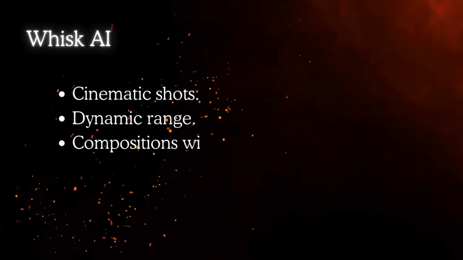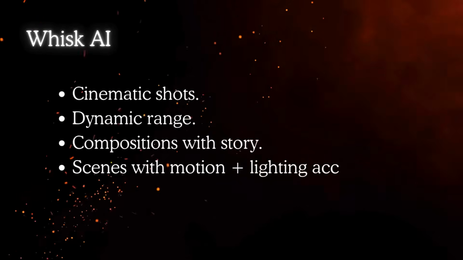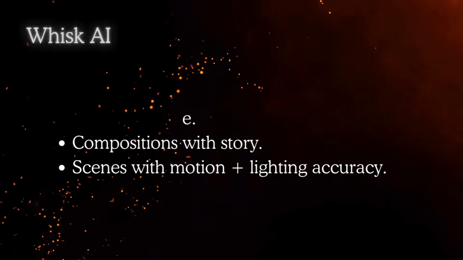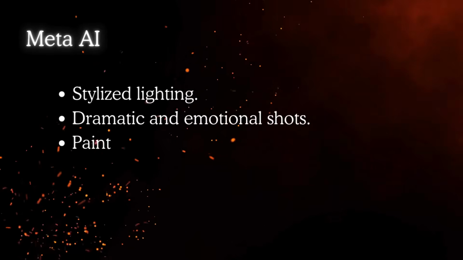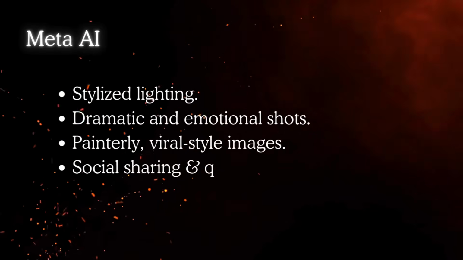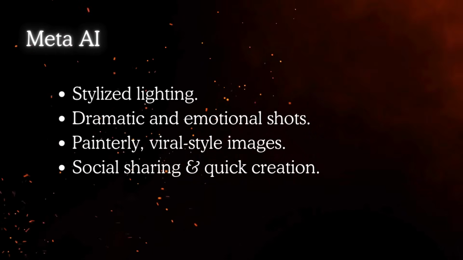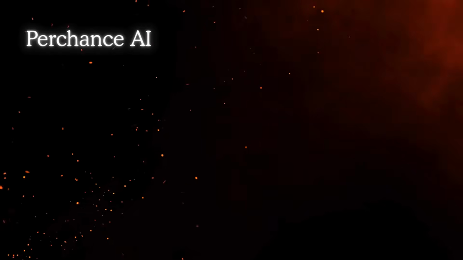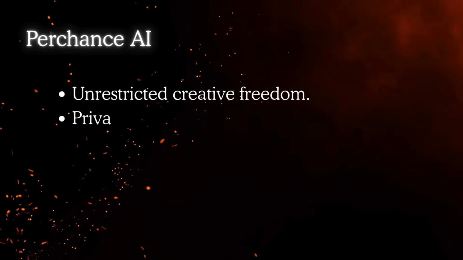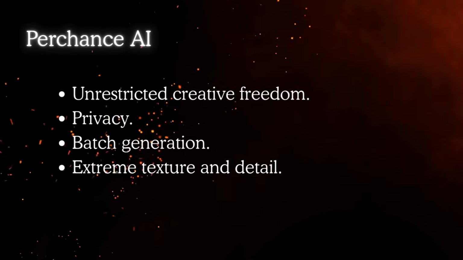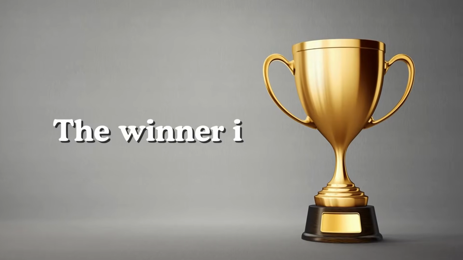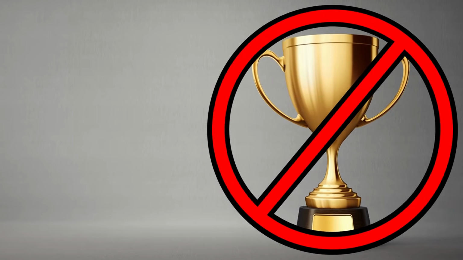Whisk AI, best for cinematic shots, dynamic range, compositions with story, scenes with motion plus lighting accuracy. Meta AI, best for stylized lighting, dramatic and emotional shots, painterly, viral style images, social sharing and quick creation. Perchance AI, best for unrestricted creative freedom, privacy, batch generation, extreme texture and detail. But here's the twist. There is no winner. There's only the best match for your style.